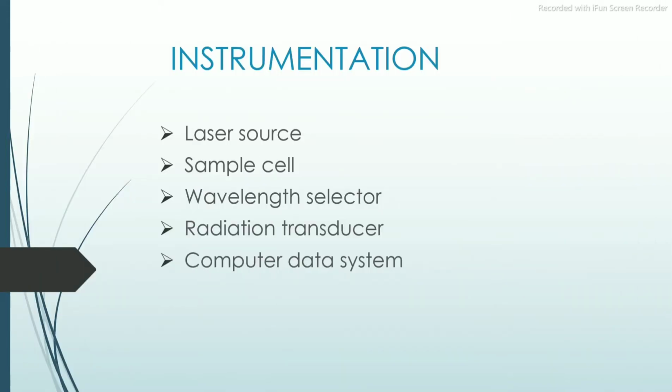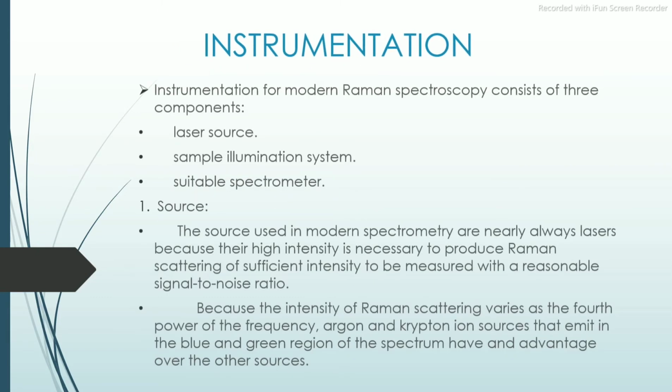Then instrumentation: laser source, sample cell, wavelength selector, radiation transducer and computer data system. Instrumentation for modern Raman spectroscopy consists of three components: laser source, sample illumination system, suitable spectrometer. Then source. The sources in modern spectrometry are nearly always lasers because their high intensity is necessary to produce Raman scattering of sufficient intensity to be measured with a reasonable signal to noise ratio.